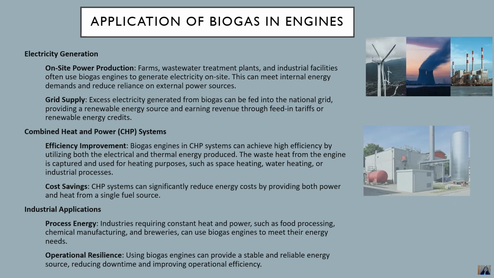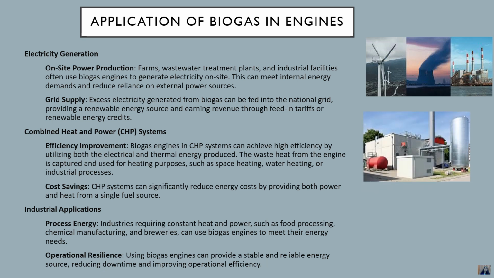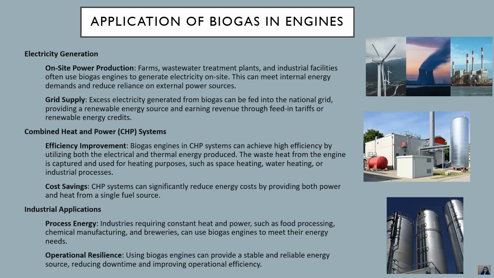Next, moving on to the combined heat and power system, this efficiency improvement means it doesn't let the waste go off. It utilizes the waste products, and the biogas engines in the CHP system can achieve high efficiency by utilizing both the electrical and thermal energy produced. So next, moving on to industrial applications, which include process energy and operational reliability. In process energy, industries requiring constant heat and power, such as food processing, chemical manufacturing and brewing, can use this biogas engine to meet their energy needs.